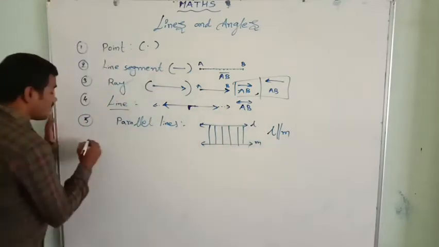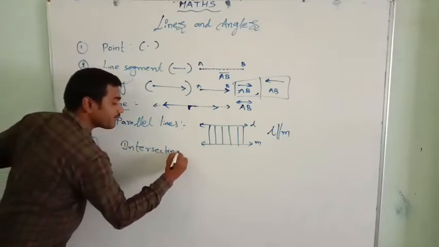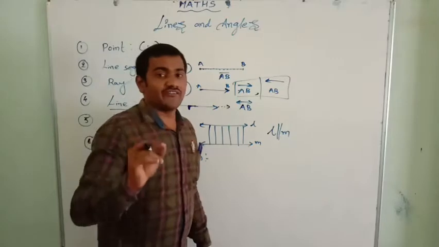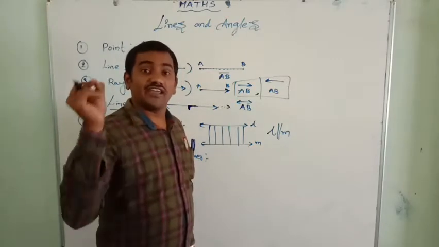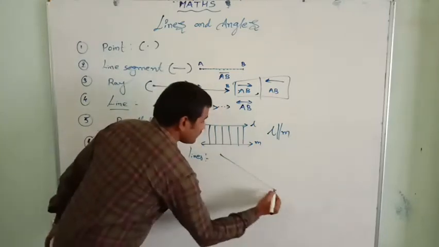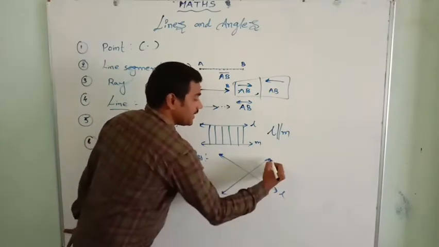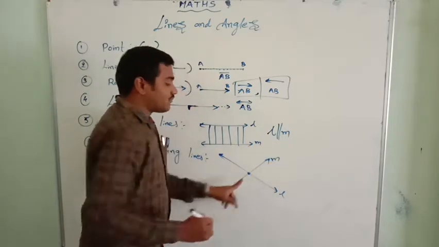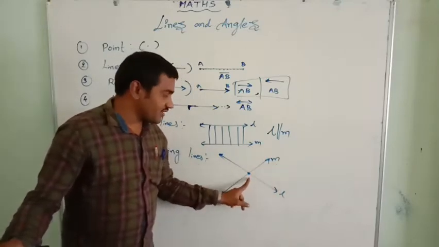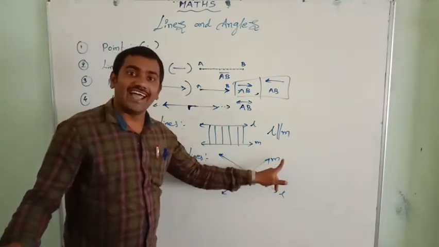Next, I would like to tell you about intersecting lines. If two lines have one common point, then the two lines are called intersecting lines. Here, line L and line M. L has this point here and line M also has the same point. So this point is on line L and line M.